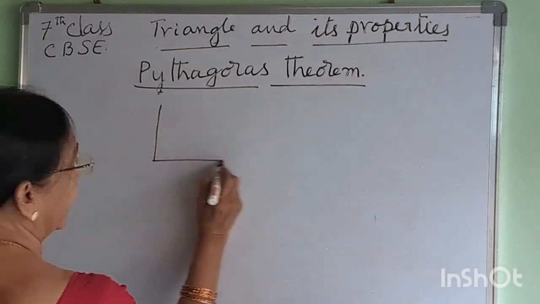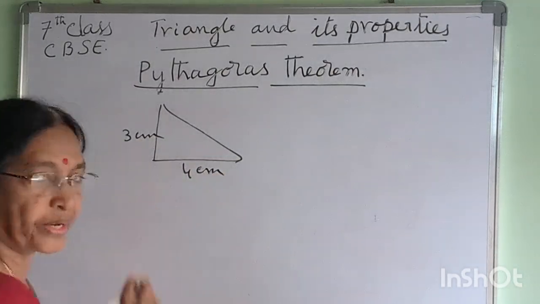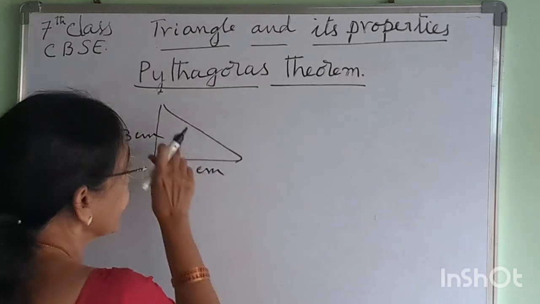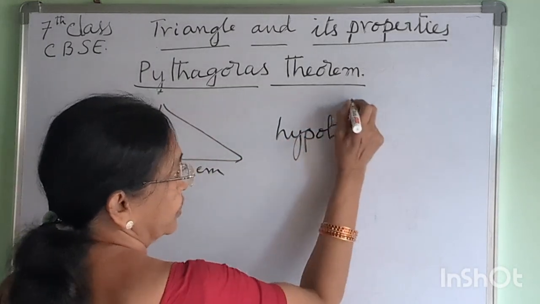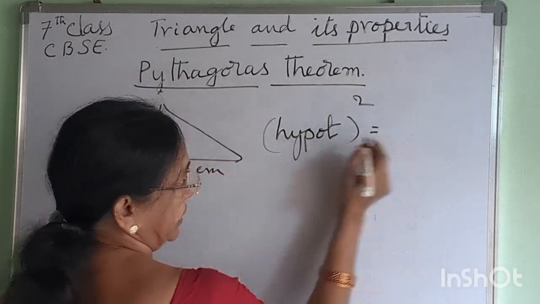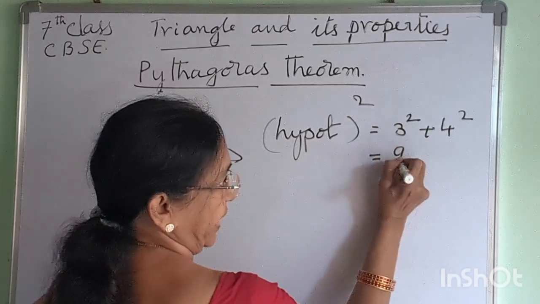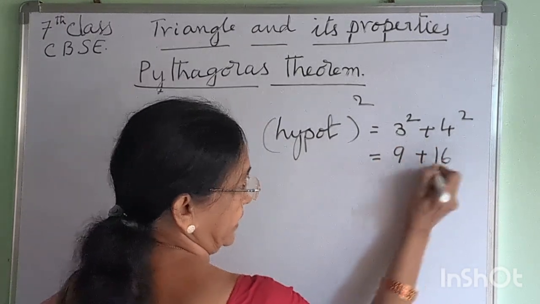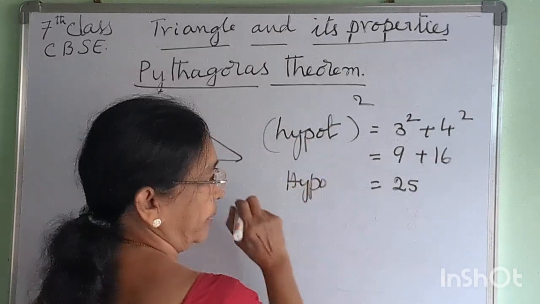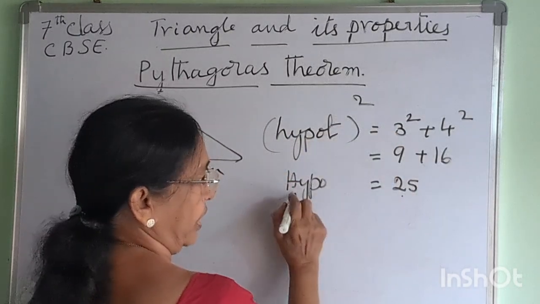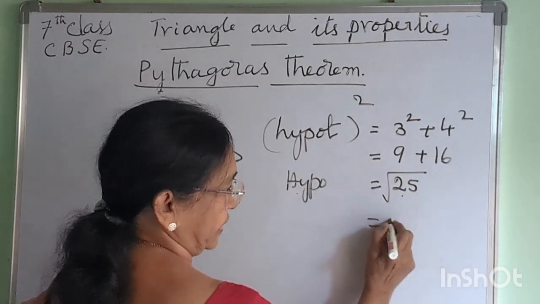Suppose in a right angle triangle, the two sides are 3 centimeters and 4 centimeters respectively. Then the third side, or hypotenuse square, is equal to the sum of the other two sides, 3 square plus 4 square. So 3 square is 9, plus 4 square is 16. 9 plus 16 is 25. Therefore, hypotenuse square is equal to 25. Hypotenuse is equal to the square root of 25. Therefore, that is equal to 5.